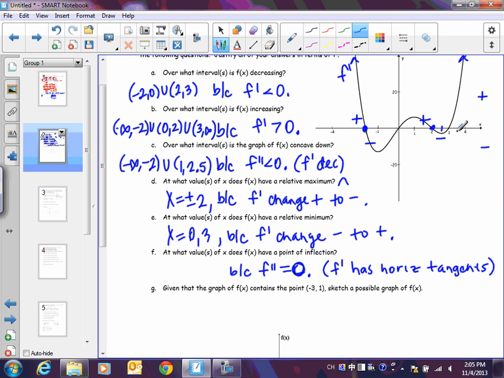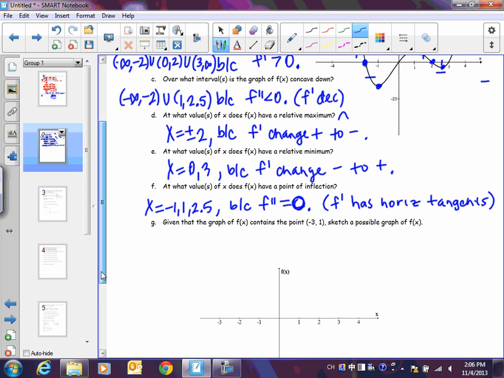Where does f prime, this graph, have extrema or horizontal tangents? -1, 1, and 2.5. Okay, these points right here. There's a lot going on in this graph. Agreed? All right. Do y'all think this one was easier or harder than the chart one? Harder. Most people do, because it's analyzing a picture, but not the picture you really want.